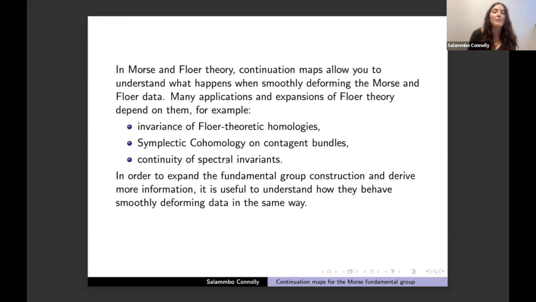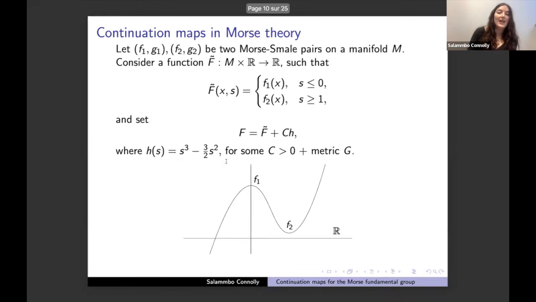And they're typically done by counting rigid trajectories, but in the fundamental group setting, it's a bit more complicated because you're more looking at the actual topology of the moduli spaces. And so if you want to define such an object, a good place to start is understanding what happens in Morse theory.